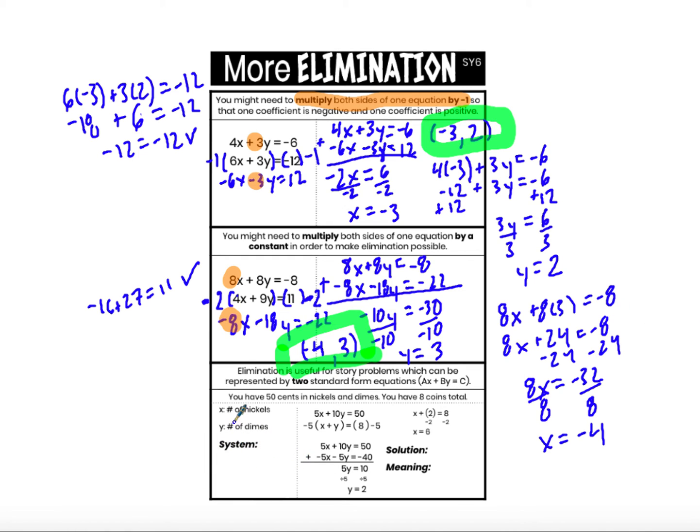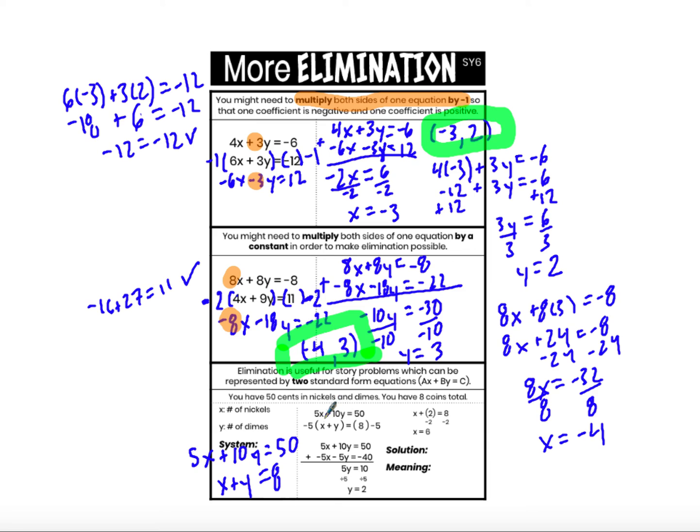Instead, if we have 50 cents, we have to take into account how many cents each type of coin contributes. So a nickel, which many of you don't know, you've never seen a nickel before, a nickel contributes 5 cents, and a dime is 10 cents. So we have each nickel 5 cents, each dime 10 cents, and that adds together to 50 cents. The second equation is like that first one that I wrote. I have 8 coins, so that's going to be X plus Y equals 8. This is a really common sort of story problem, so you should make sure that you understand it.